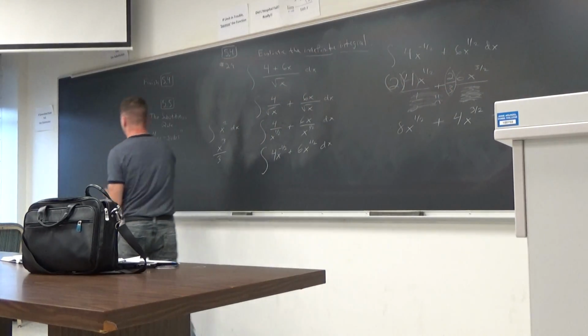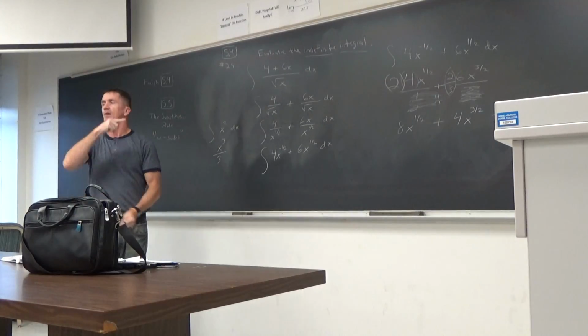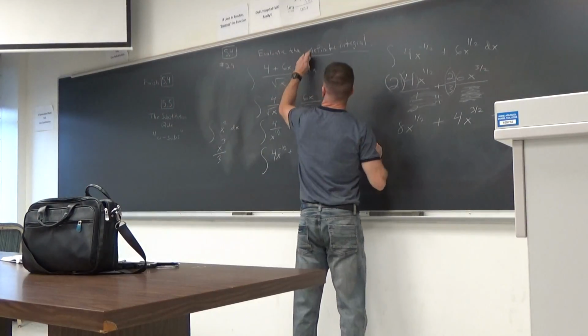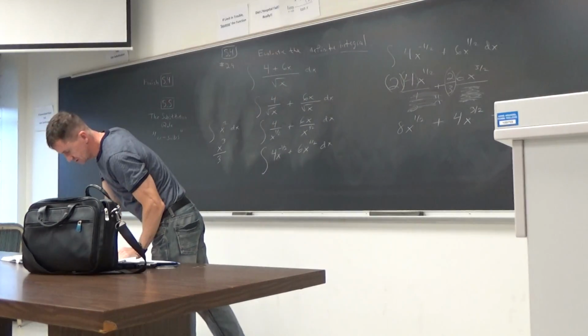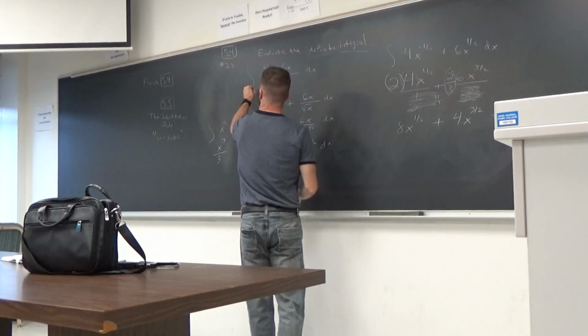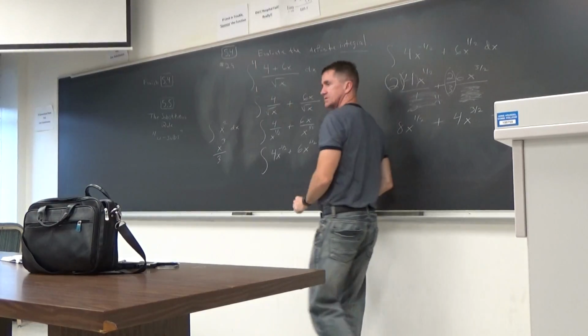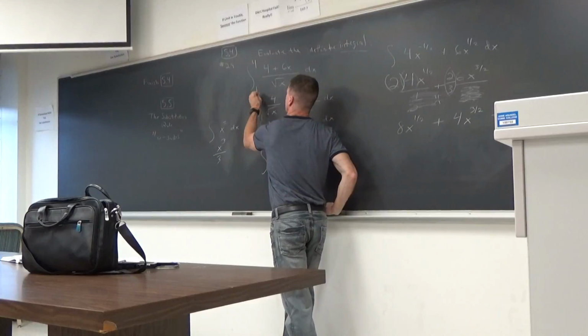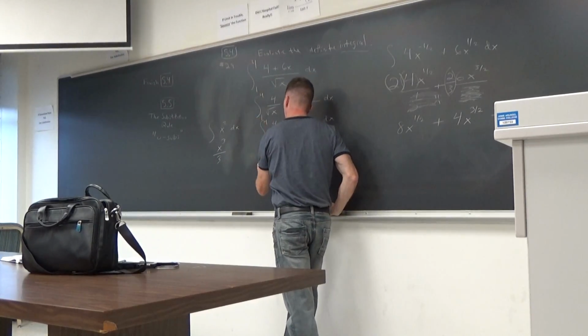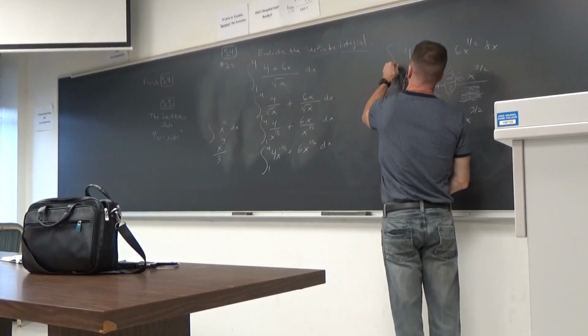Here's yellow. What did this problem have? Evaluate the definite integral. Now, what were the numbers? 1 and 4. So if it's a definite integral, a 1 and a 4.